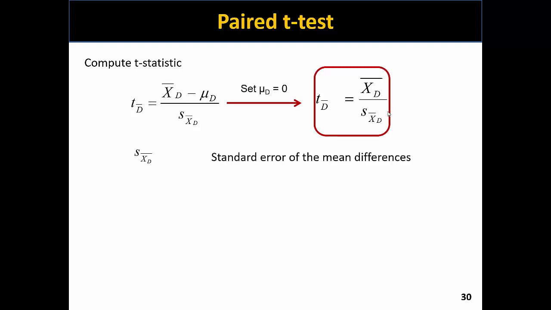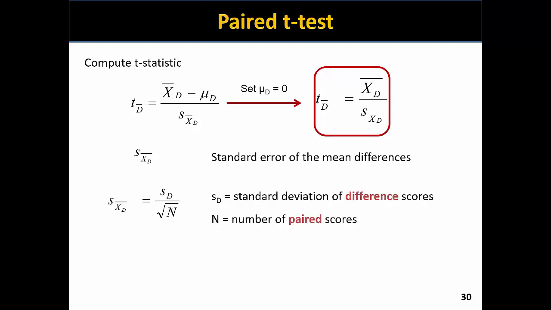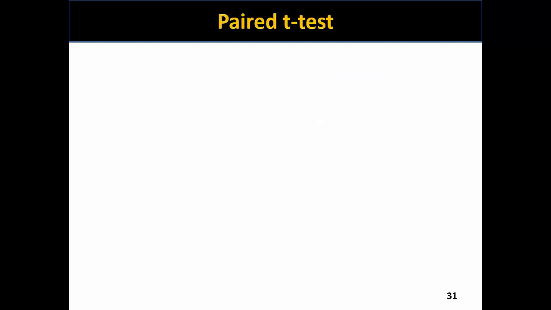So just to summarize one more time, S subscript x bar D refers to the standard error of the mean differences, which is computed in a similar manner as we saw earlier, which is the standard deviation of the differences divided by the square root of the sample size. And so the standard deviation of the difference scores will be evaluated, and the number of paired scores is going to be the same as the number of research participants.